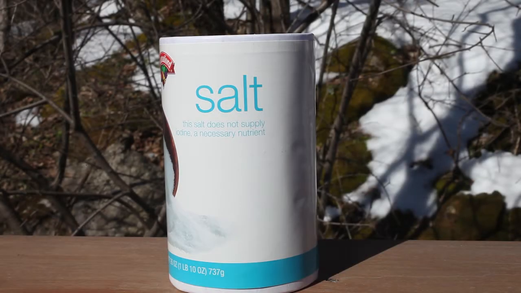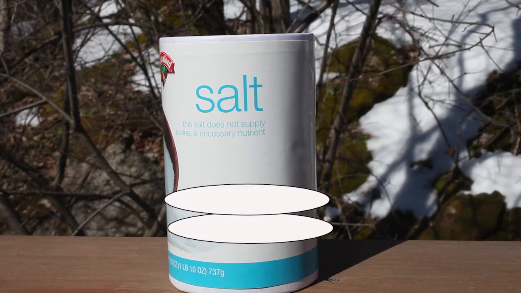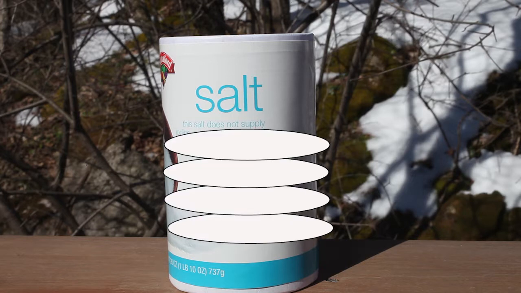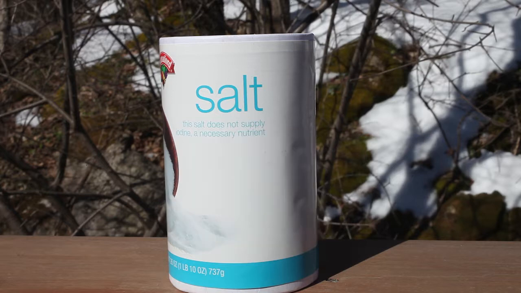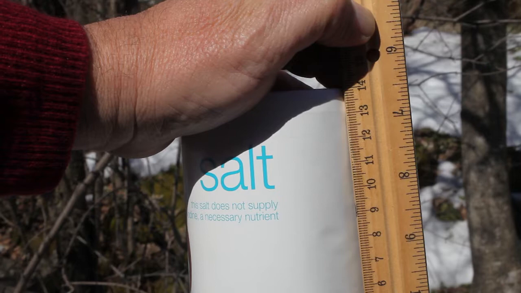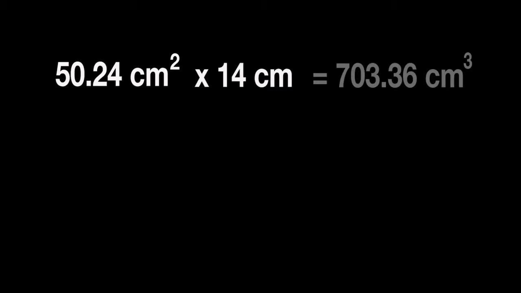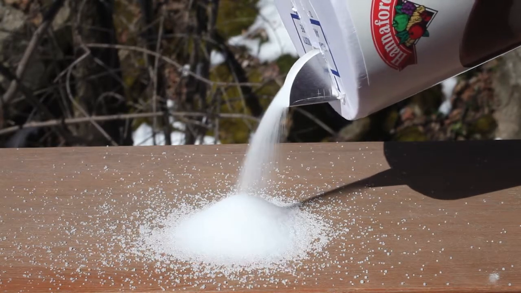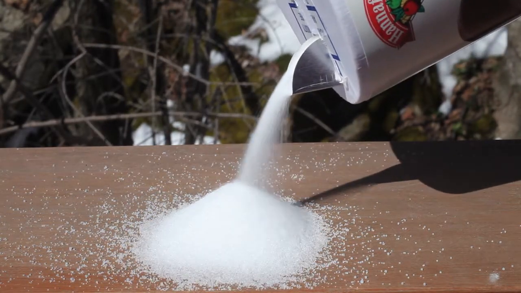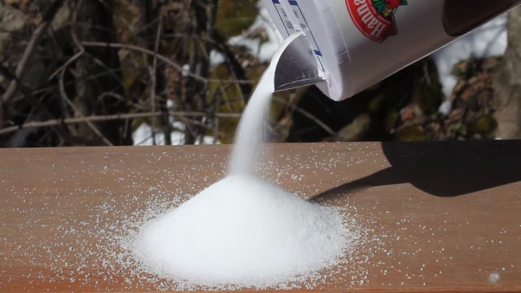You can imagine many circles within the cylinder stacked on top of each other from top to bottom. To find the number of circles, we measure the height of the cylinder. So, with a metric ruler, we measure the height of the cylinder to be 14 centimeters. To find the volume, we multiply the base, which is 50.24 square centimeters, times the height of 14 centimeters, to be a total volume of 703.36 cubic centimeters. So this means that the container holds 703.36 cubic centimeters of salt.